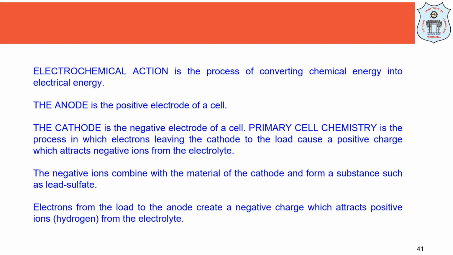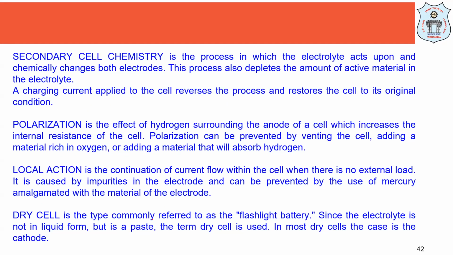Primary cell chemistry is the process in which the electrons leaving the cathode to the load cause a positive charge, which causes negative ions from the electrolyte to flow from that place to another electrode. These negative ions will combine with the material of the cathode and form a substance such as lead sulfate, right? PbSO4 was formed in the lead acid battery. And what happens to the electron? The electron from the load to the anode creates a negative charge which will attract the positive hydrogen ions from the electrolyte.